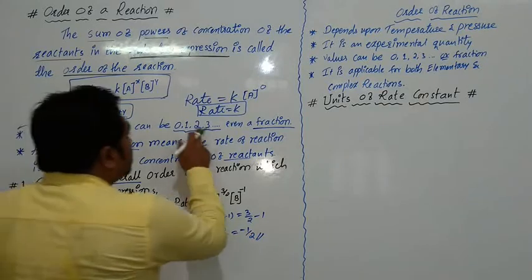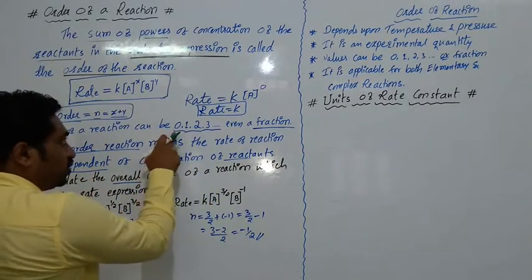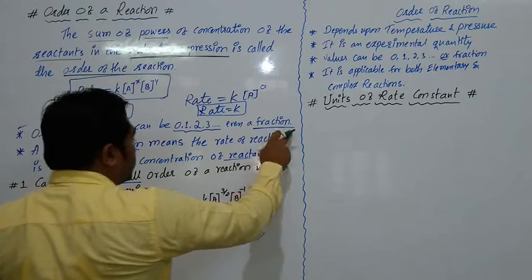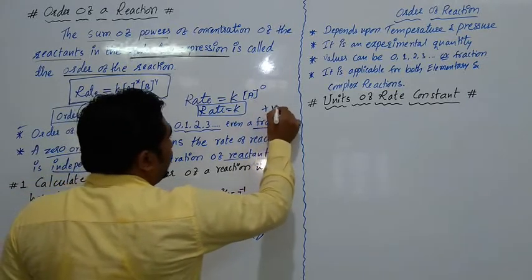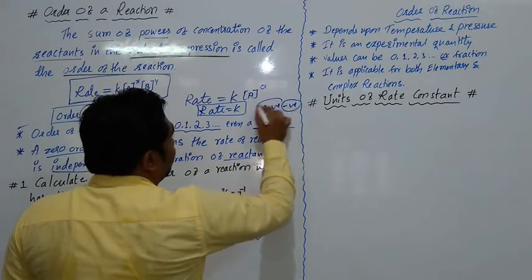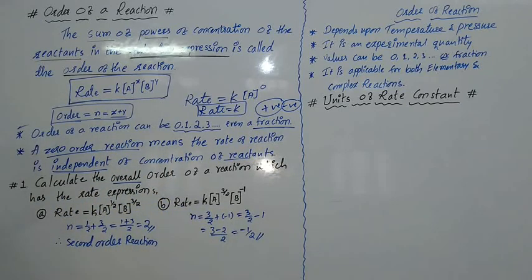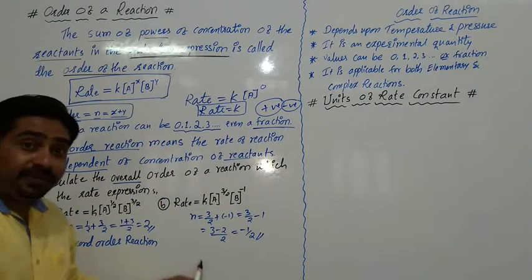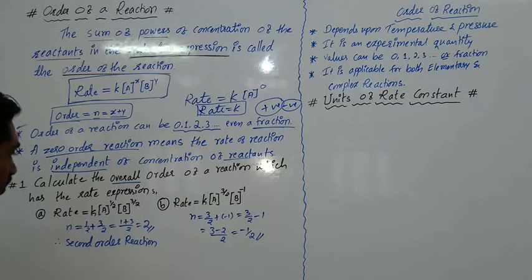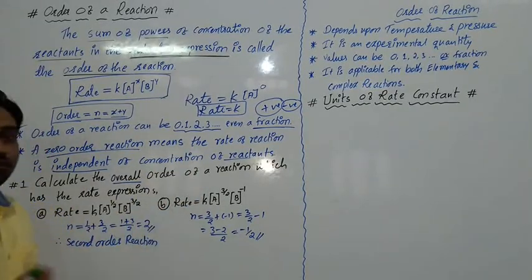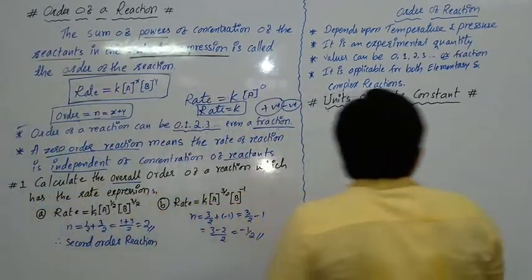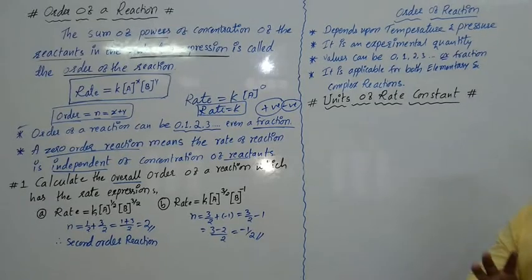It means the order of reaction may be 0, 1, 2, 3 or even a fraction, or it may be a positive value or it may be a negative value. Please remember, this is important. So this is about order of reaction. We can sum up the order of reaction. So what is the exact meaning?